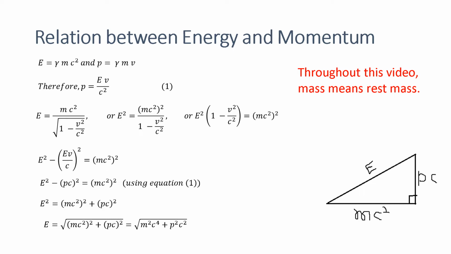As you can see, this shows that E, mc² and pc form a Pythagorean triplet where E is the hypotenuse, mc² is one leg of a right angle triangle and pc is the other leg of that triangle. We take the square root on both sides. We find the expression for E and we simplify that as E equals the square root of (m²c⁴ plus p²c²). So this is the relation between energy, momentum and rest energy of a body.